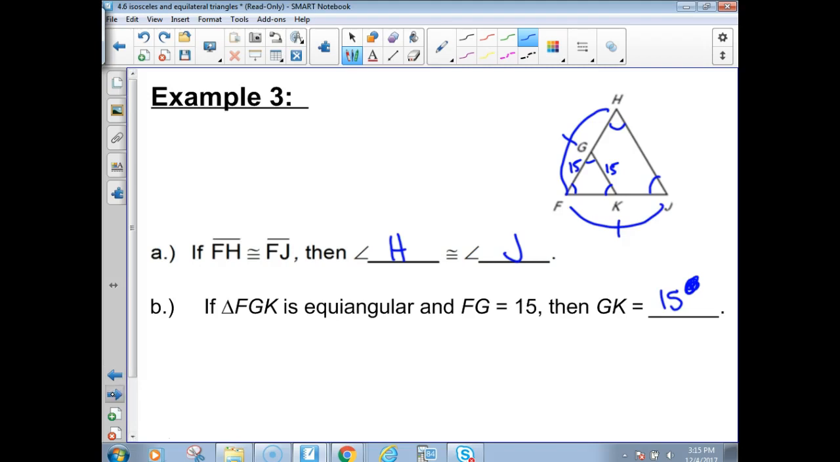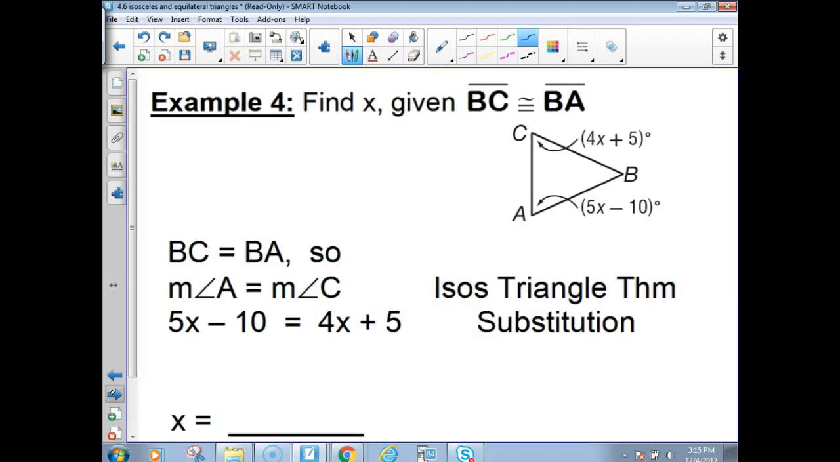I hear paper turning. To example 4. This was already in our ISN, guys. I'm going to go really fast. BC was congruent to BA, so therefore these base angles were congruent. And this is exactly what we had in our ISN. So we subtracted 4x. We got x minus 10 equals 5, and we added 10 and got 15.